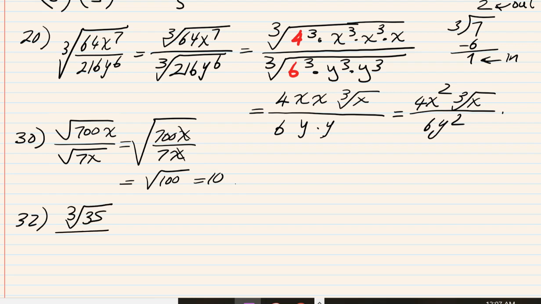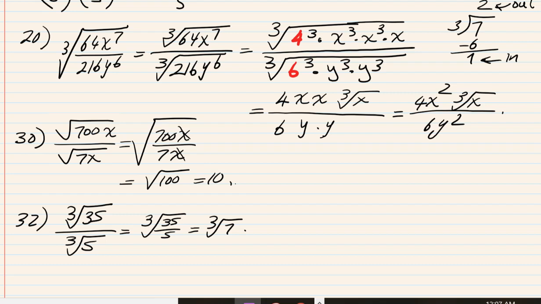Cube root of 35 divided by cube root of 5. Now 35 by 5 is 7, isn't it? There, if we write it as 1. And the answer is cube root of 7. Okay.